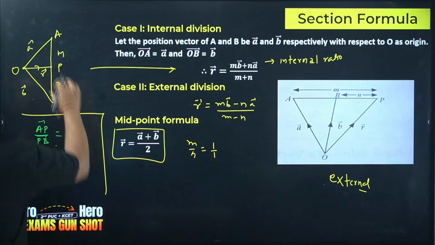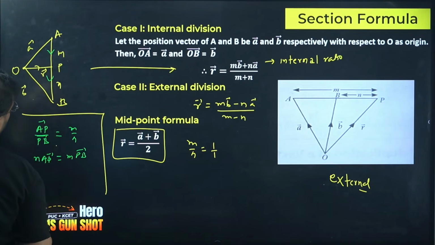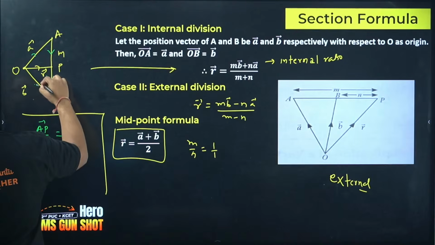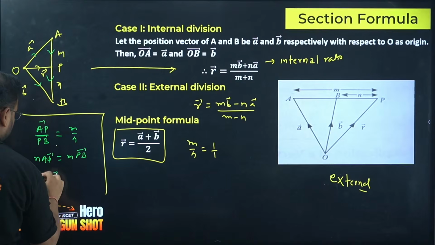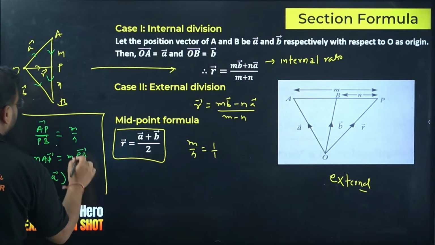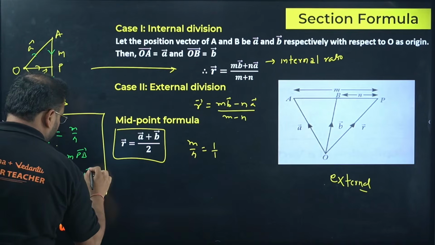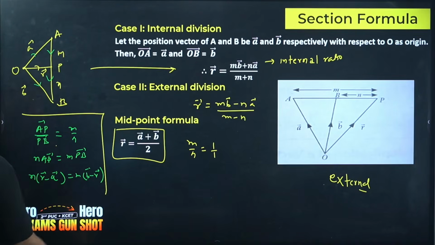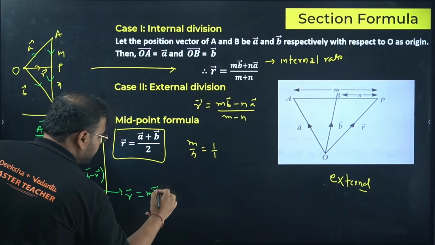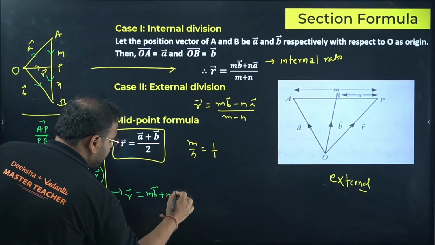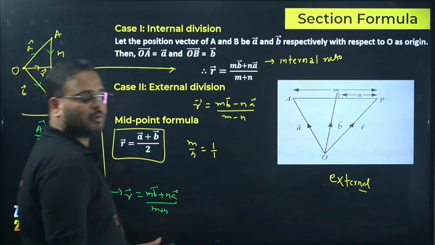Write the AP value. AP will be what? R minus A. So right here, N times (R minus A). And for PB, you're going to have M times PB, which is B minus R. What am I doing? Triangle law of addition. If you simplify this, from here you're going to get this value: R equals (MB plus NA) by (M plus N). Please simplify and get this result. Okay?